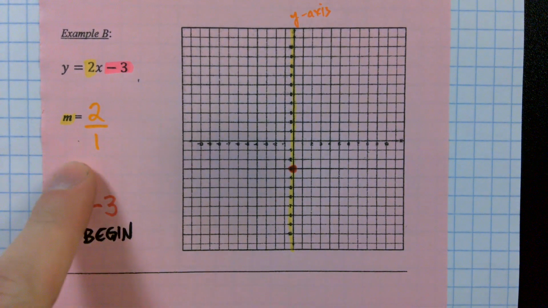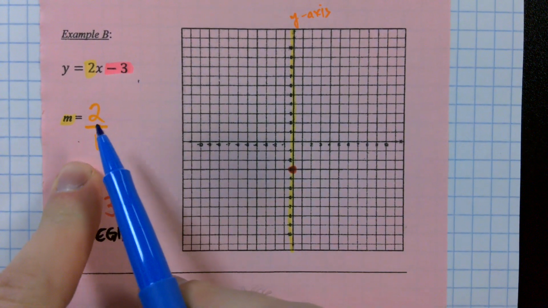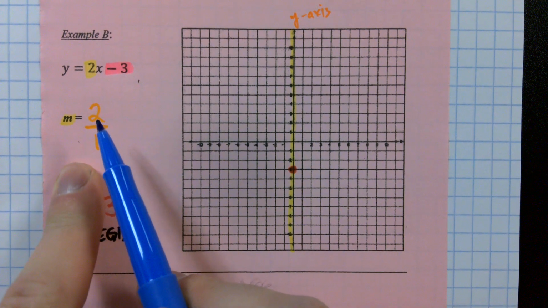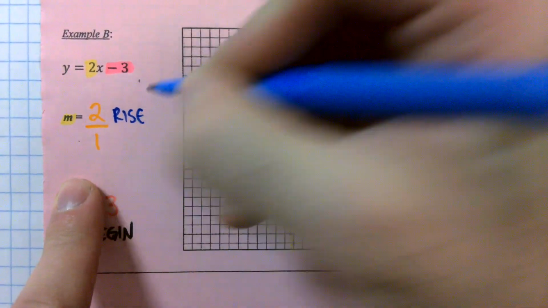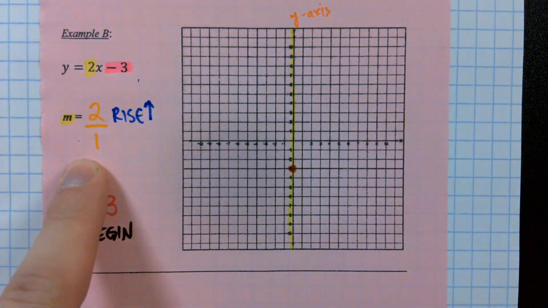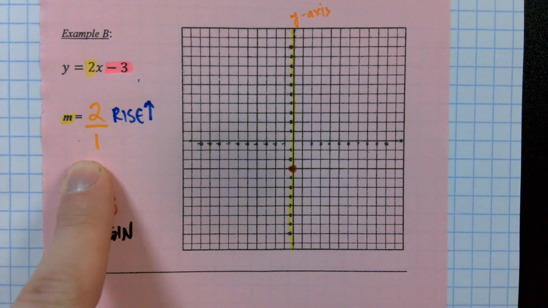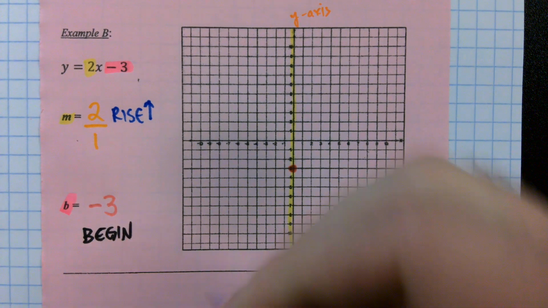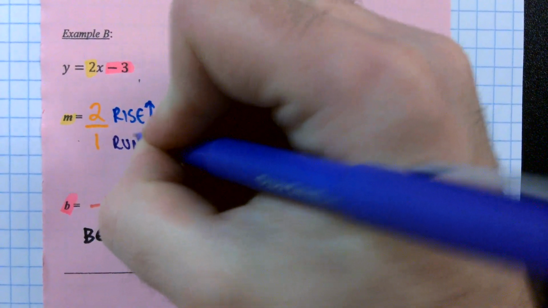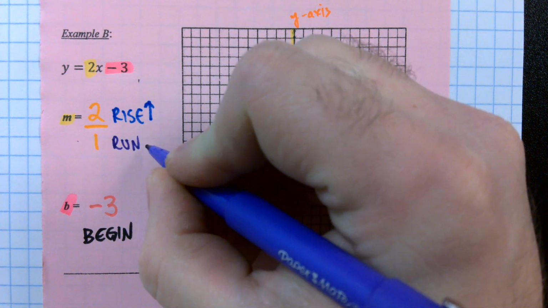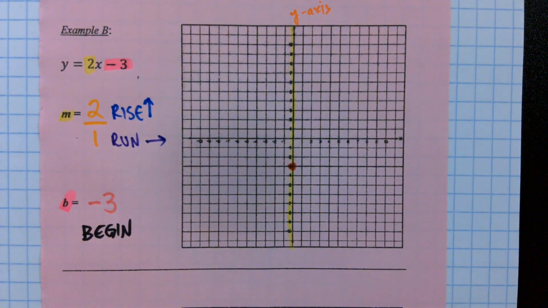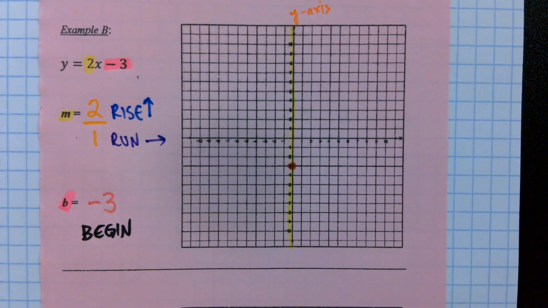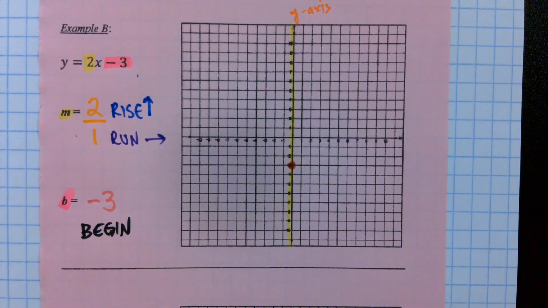All right, now we're going to take care of our slope. So my numerator, is that my rise or is that my run? That's my rise. Now, because my 2 is positive, what direction am I rising? Up. My denominator, 1, what does that represent? Your run, okay? What direction am I going to run? To the right. We always run to the right, unless we get to the end where we reverse, exactly.